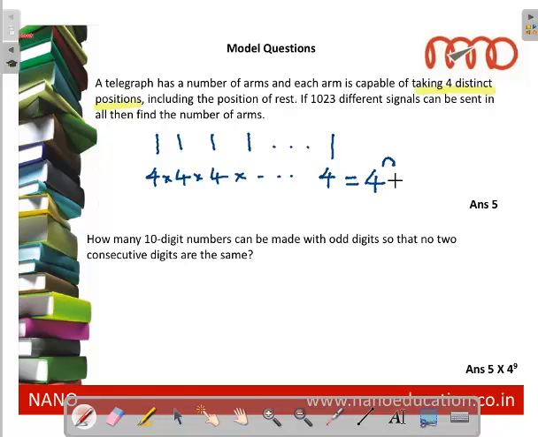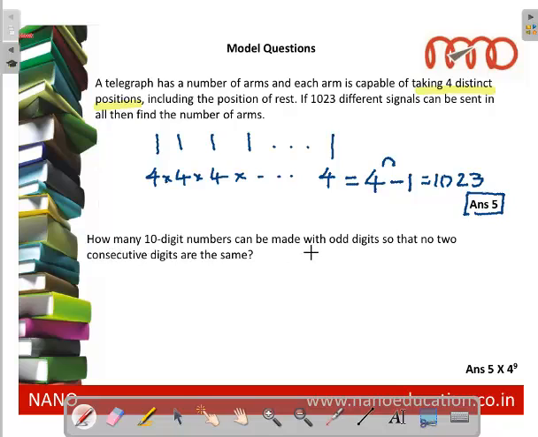But in this, one position will be there where all the arms are at rest, that is, no signal is transmitted in that case. So we need to remove that. 4 power n minus 1, and this is given to be equal to 1023. So 4 power n is 1024. 1024 is 2 power 10, the most commonly used kilobyte. So n is 5. Your answer will be 5. Next question.